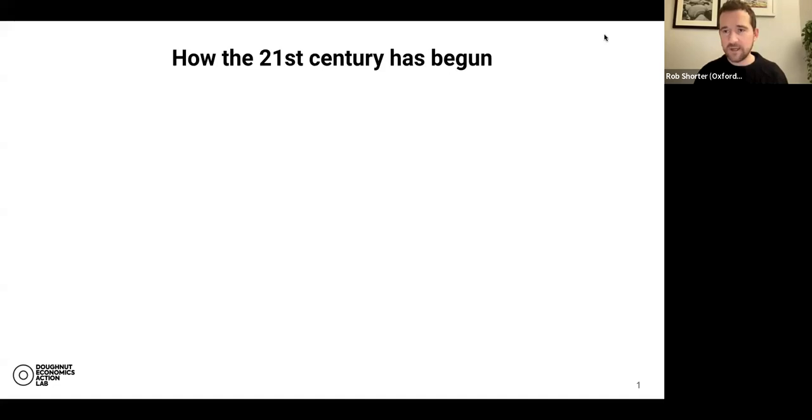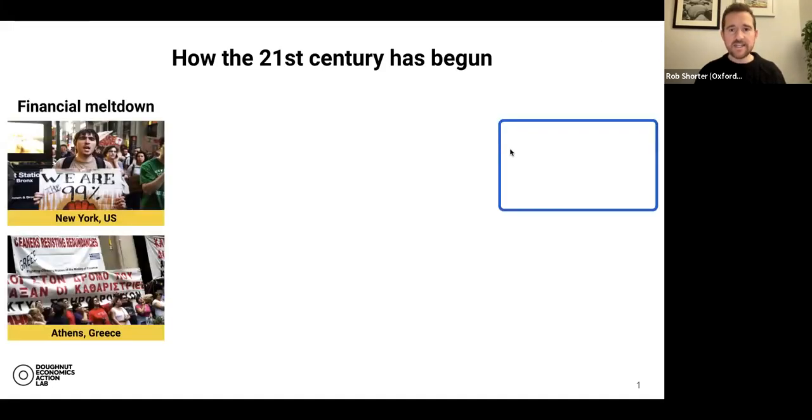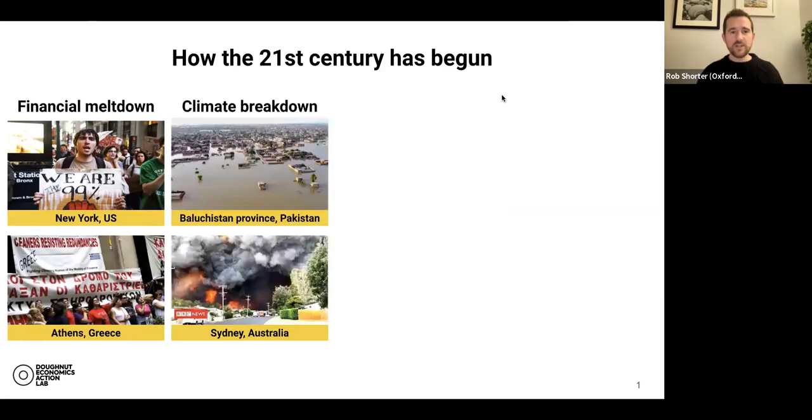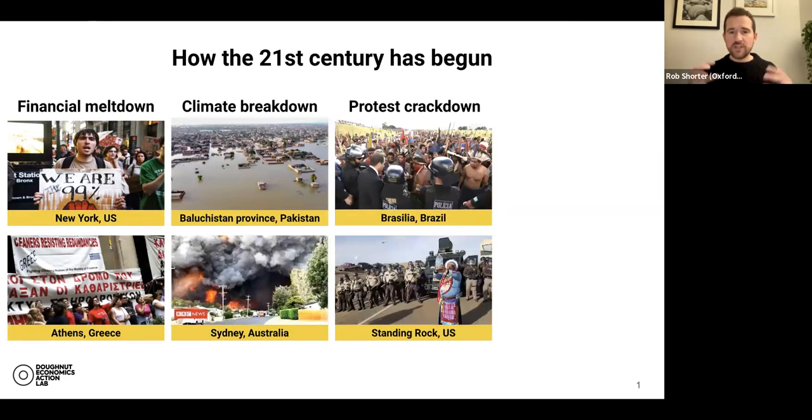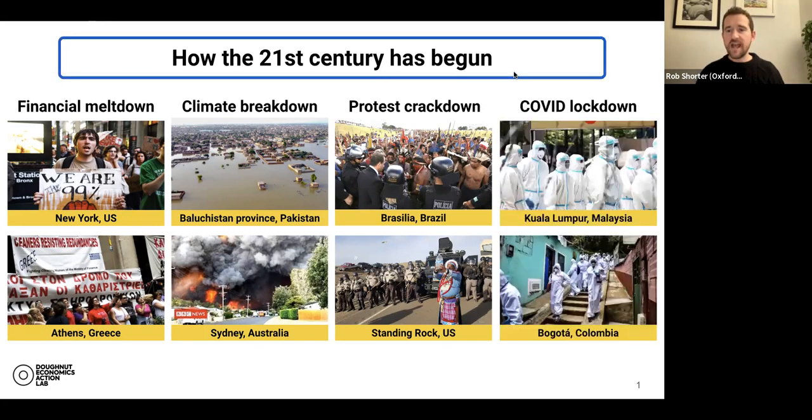What we like to do with Doughnut Economics is take a step back, recognize the bigger picture, the root causes of the crises we're in, some of the economic thinking that's given rise to that. So let's have a look at the way the 21st century has begun. And it is a pretty turbulent 20 years. We've had the 2009 financial meltdown, the ongoing climate and ecological breakdown, the impact of protesters being cracked down on by governments, and the more recent COVID lockdown.